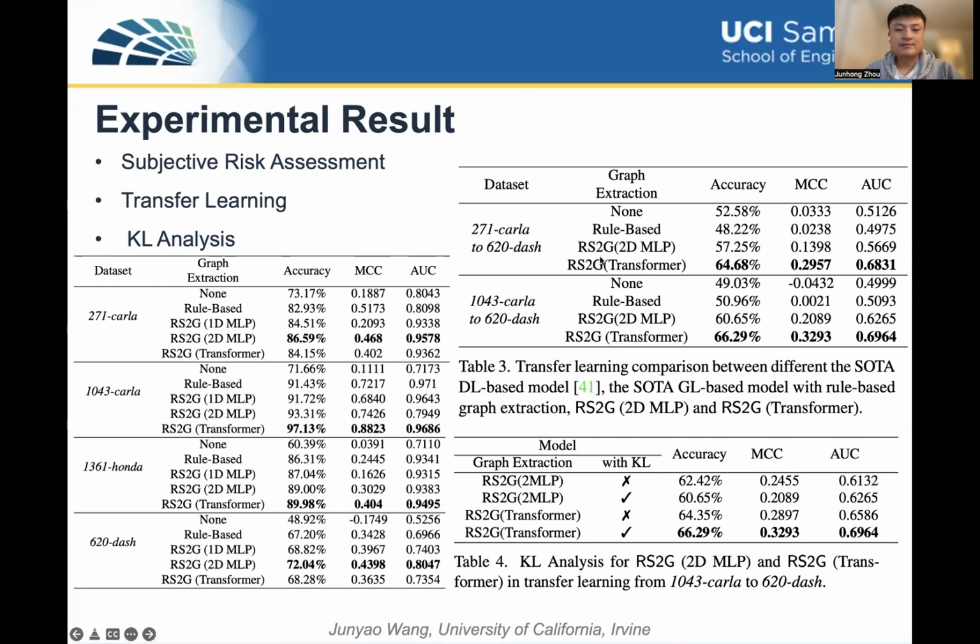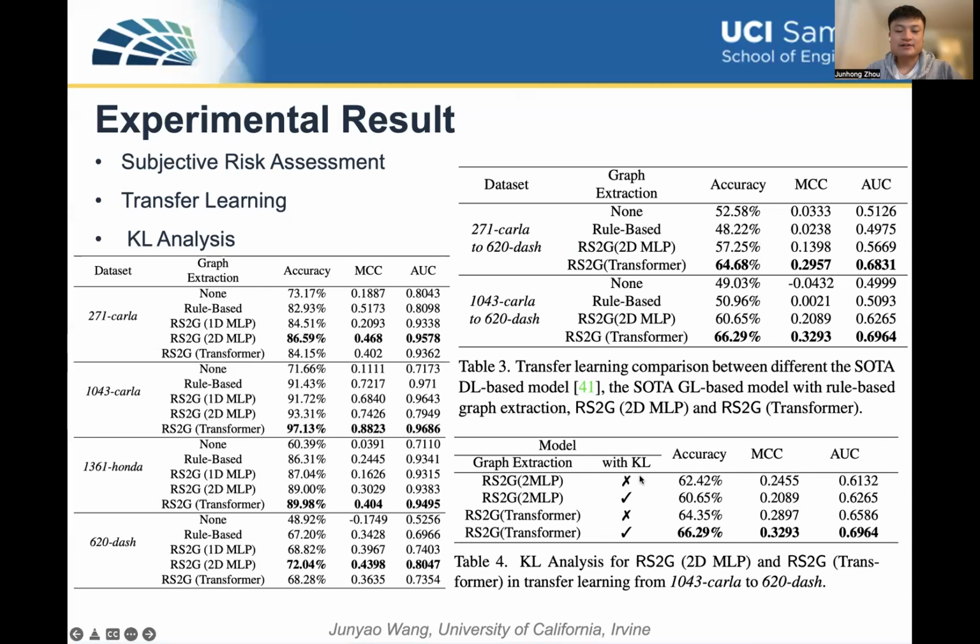So we do the experiment on this. The simulation data is easy to get, easy to generate. So we will train our model in the simulation data and then test their performance on the real world data. And it shows that the transformer RS2G has a much higher performance than the 2D MLP. And we do some evaluation study and analysis to prove its effectiveness.